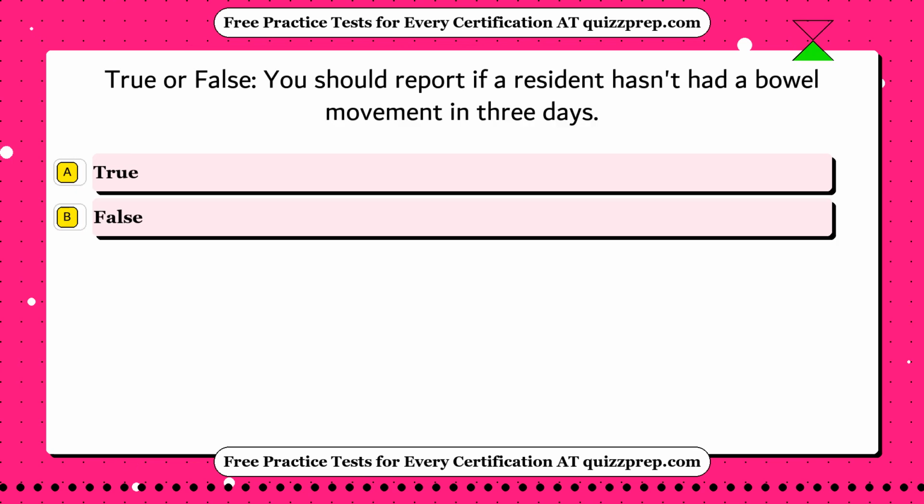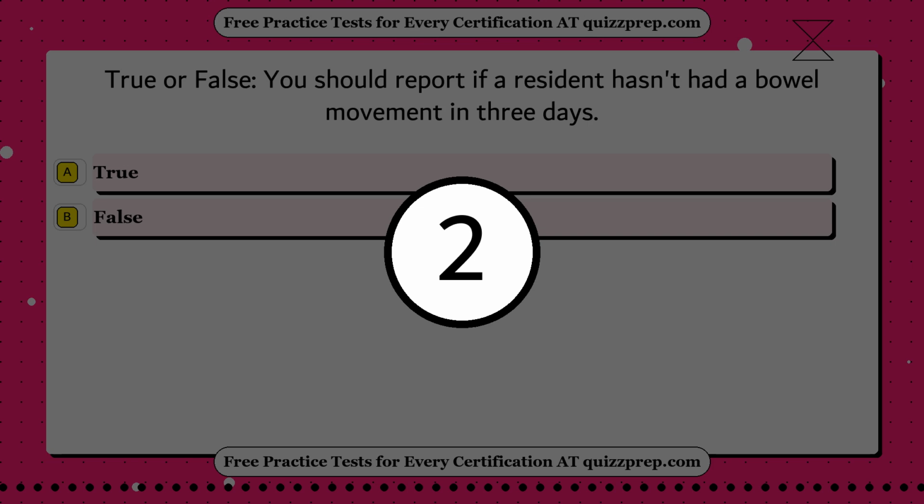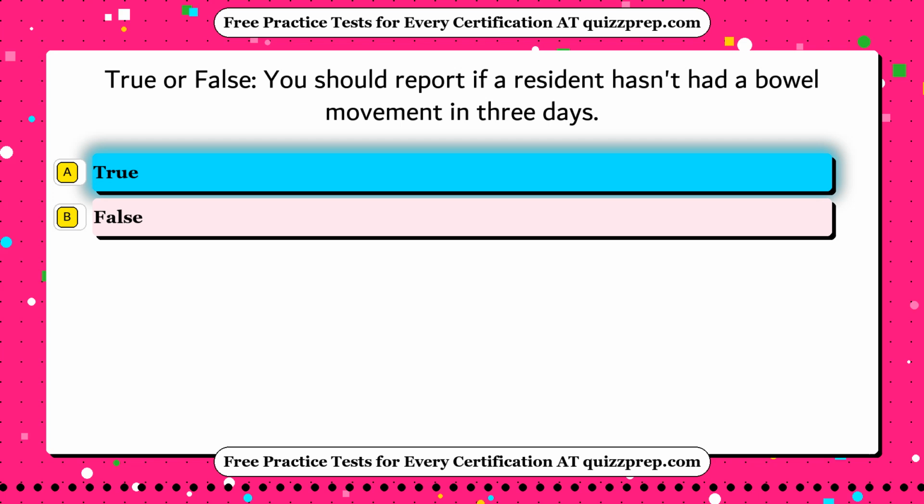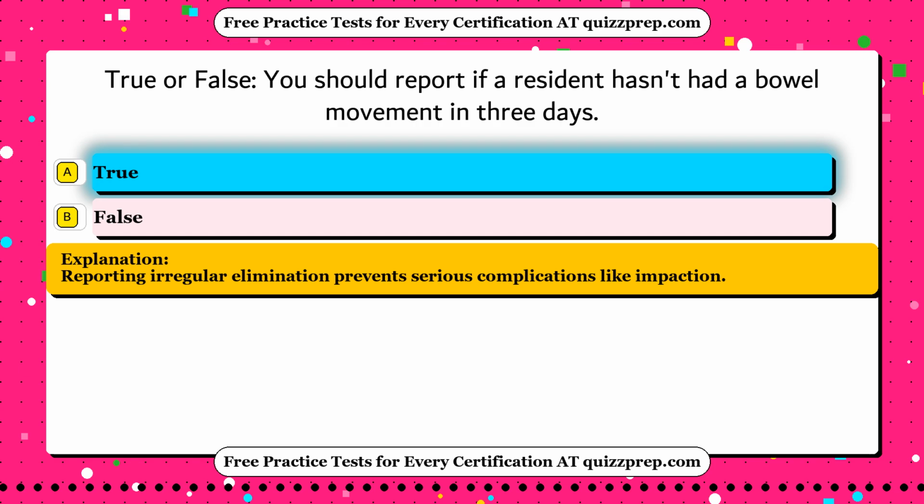Question 135. True or false, you should report if a resident hasn't had a bowel movement in 3 days? Option A, true. Option B, false. The correct answer is option A, true. Reporting irregular elimination prevents serious complications like impaction.